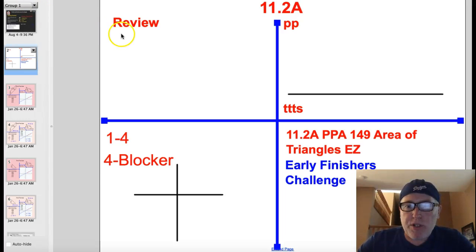Hey, welcome to lesson 11.28. Today we're going to be finding the area of triangles. This is a review lesson, pretty simple, straightforward.